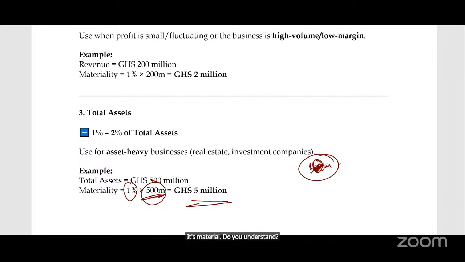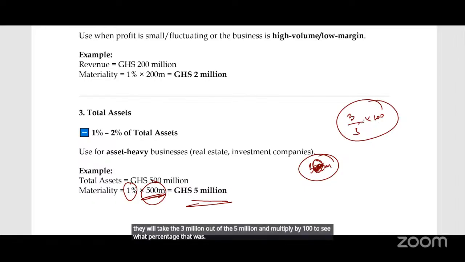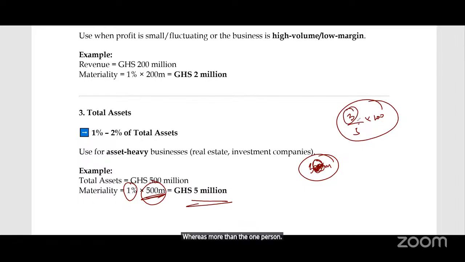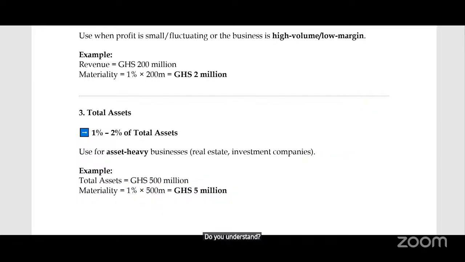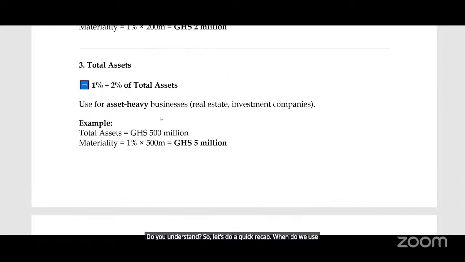Some people also use percentages. So they will take the 3 million out of the 500 million and multiply by 100 to see what percentage that was, whether it's more than the 1%, but this is definitely less than the 1%. But I prefer you find a threshold and put it down that is more than the benchmark or less than the benchmark. Do you understand? So let's do a quick recap. When do we use a percentage of profit before tax?